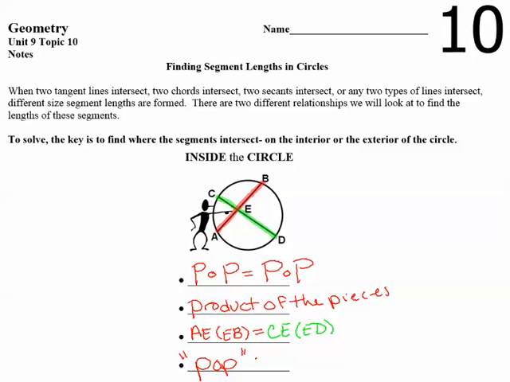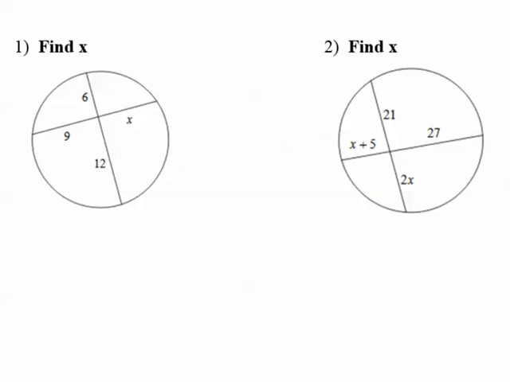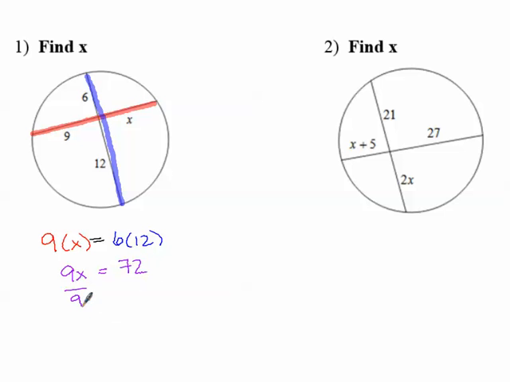So let's do some examples. Over here, I'm going to highlight my segments just because it helps me. I'm going to highlight this one in red, and I'm going to highlight the other one in blue because green ends up being a little hard to see when we're writing. So when I set up this equation, I'm going to look at the red line first, and I have 9 times x. And what does that equal? In blue, it equals 6 times 12. So when I actually do the math, 9 times x is 9x, and 6 times 12 is 72. I divide both sides by 9, and x equals 8.